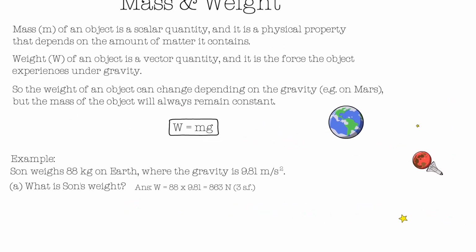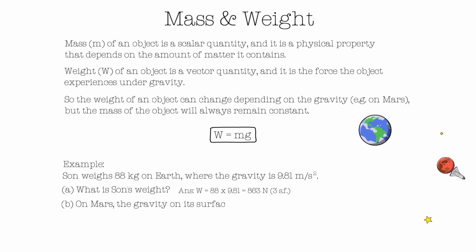Okay, now let's imagine Elon Musk invited you on board his SpaceX rocket to see what's happening on Mars. So now you're on Mars and you feel a huge difference in your weight. This is because the gravitational force is much lower on Mars. Going on to question B, on Mars the gravity on its surface is 3.71 meters per second squared. In this case, what would Son's mass be? Check to see if you got the same answer.